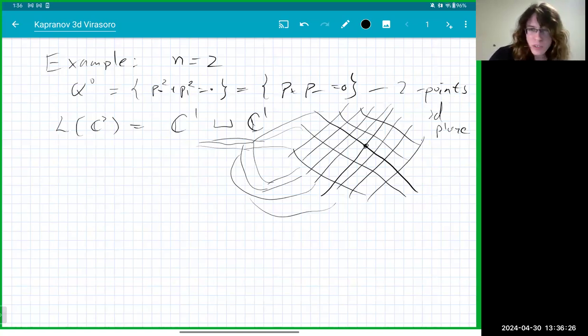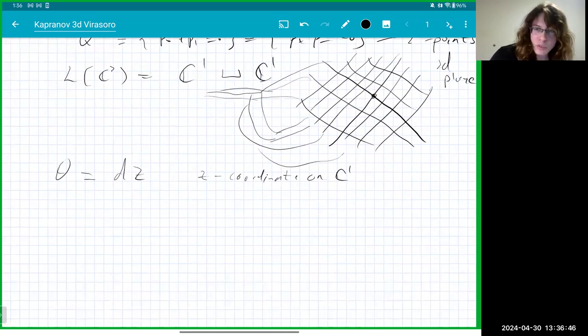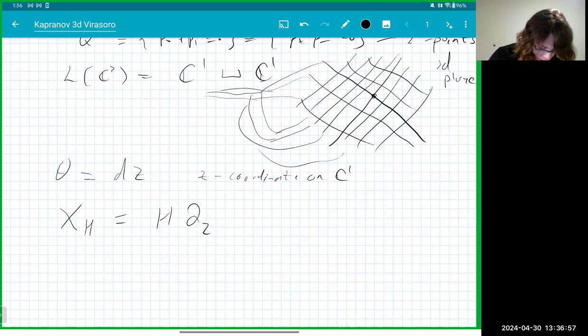Because C1 is one dimensional, the contact structure is kind of trivial. It's just theta equals dz, where z is the coordinate on C1. On each C1 it's just dz. And I haven't told you the exact correspondence between contact fields and the Hamiltonians, but you could check it yourself that the contact vector field is just h dz.